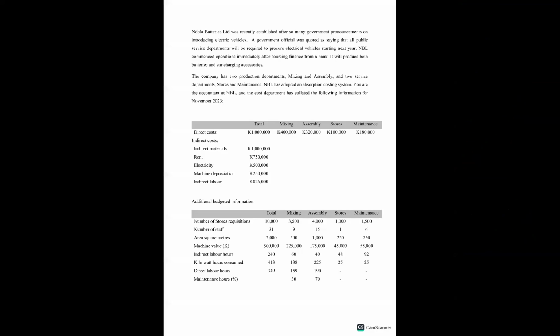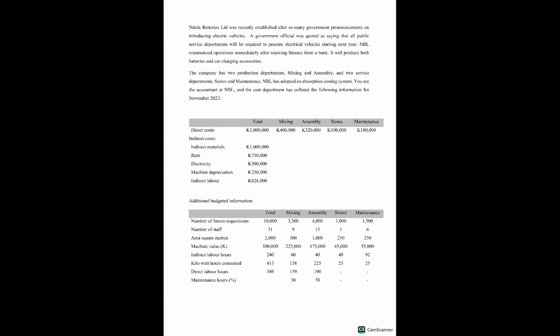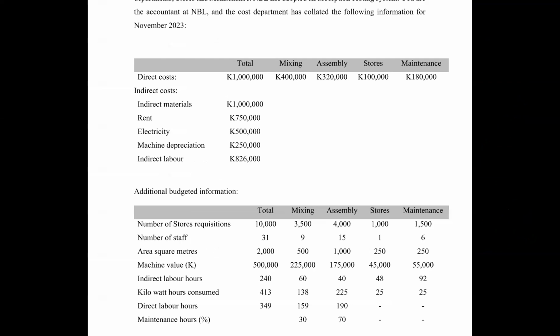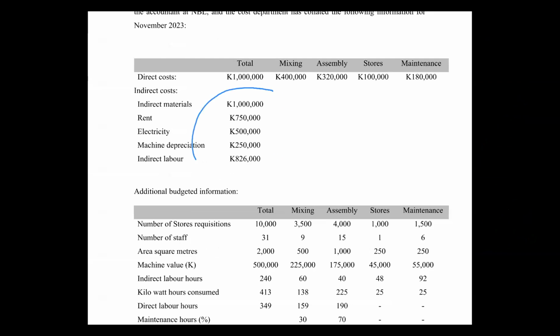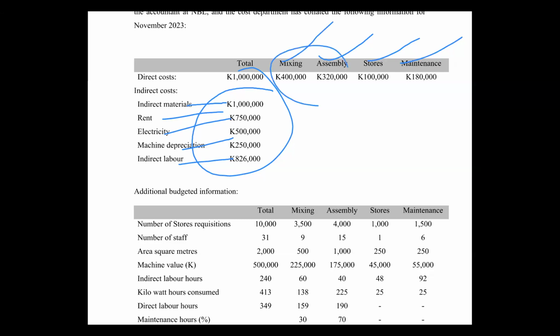Someone is asking, sir, what are some of the examples of the indirect costs? Indirect costs that are here like these, you know, indirect materials, rent, electricity, machinery, depreciation, indirect labor, all those, right? And the different departments like assembly department, stores department, maintenance department, among others, including mixing departments. So you'll understand that assembly and mixing department, these are production departments. Stores and maintenance, these are just supporting ones. These are supporting departments.